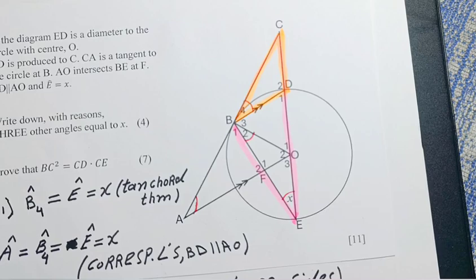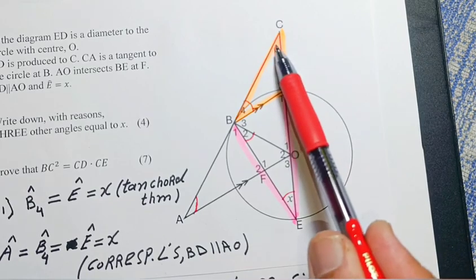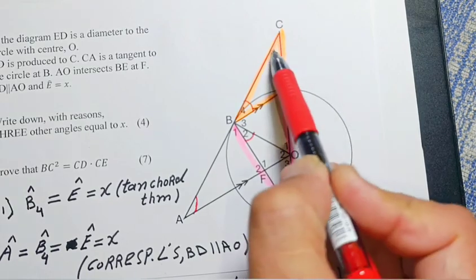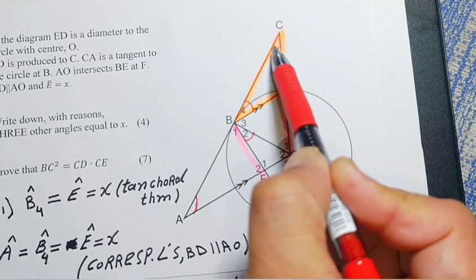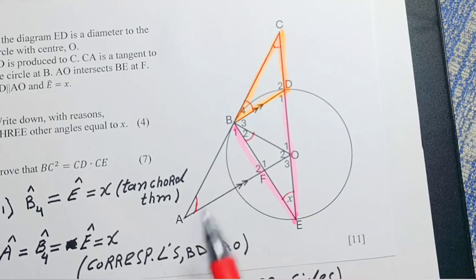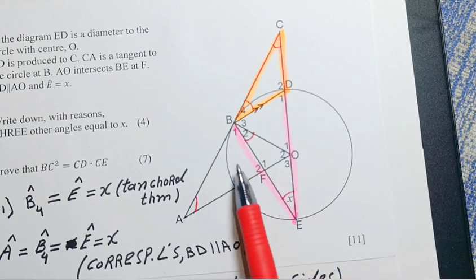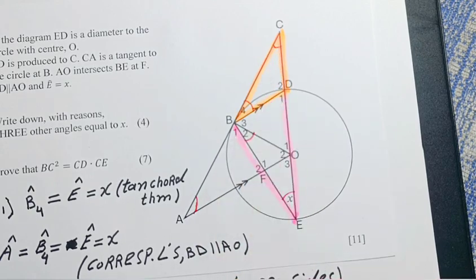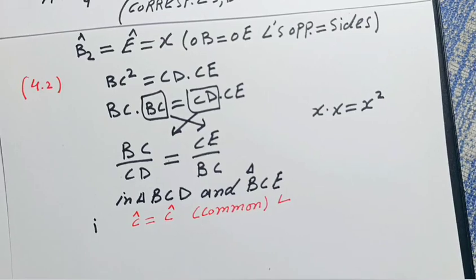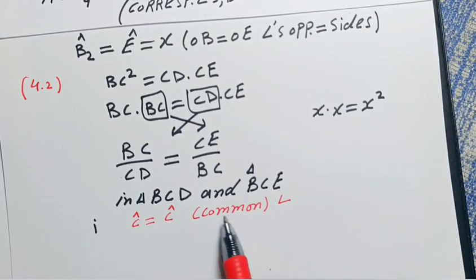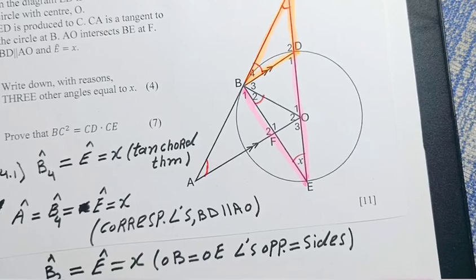Have a look. Angle C. Angle C is a common angle. This angle C is a common angle. So in BCD and BCE, angle C is common. So angle C is equal to angle C, common angle. This is my first angle, and now the second angle.